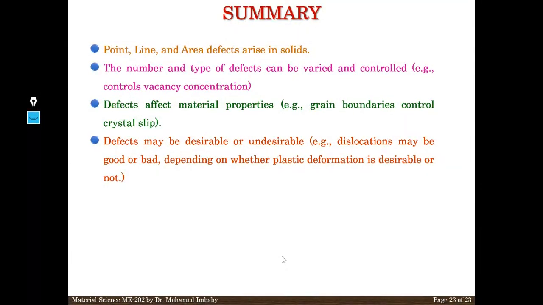Sometimes the defect inside the material is desired, other times maybe not. Okay, so dislocation may be good or bad depending on whether you need the plastic deformation or not. Is that clear? You can stop me if you don't understand any point. Okay?